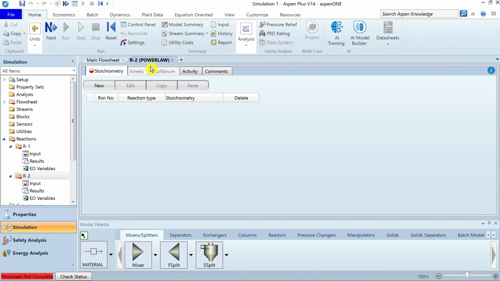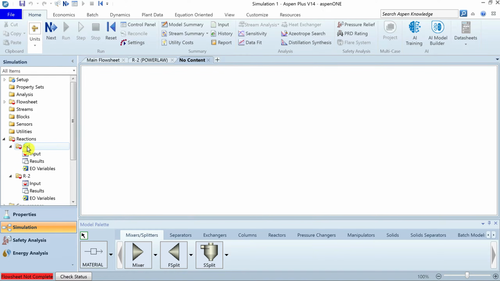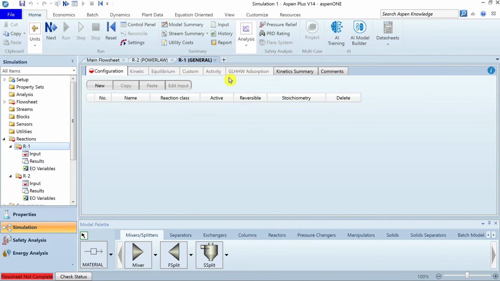The power law reaction set gives the option to define the stoichiometry, reaction kinetics, equilibrium reaction, and activities are displayed over here. Whereas in the general reaction set, there are multiple other options compared to the power law reaction set. Here you can define the reaction stoichiometry as well as configuration of the reaction, kinetics, equilibrium. You can attach a custom term to the power law for non-standard type of power law reaction kinetics, and there is also the option of LHHW in this reaction set. The summary of the kinetic reactions is displayed on this tab as well.